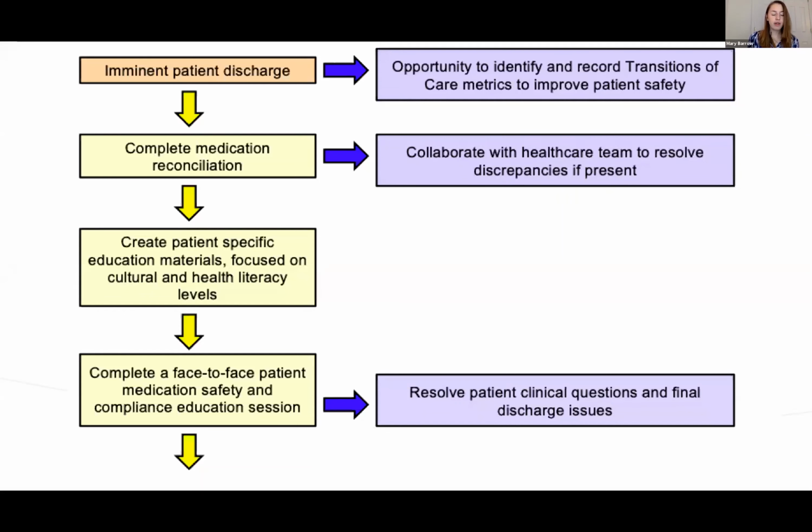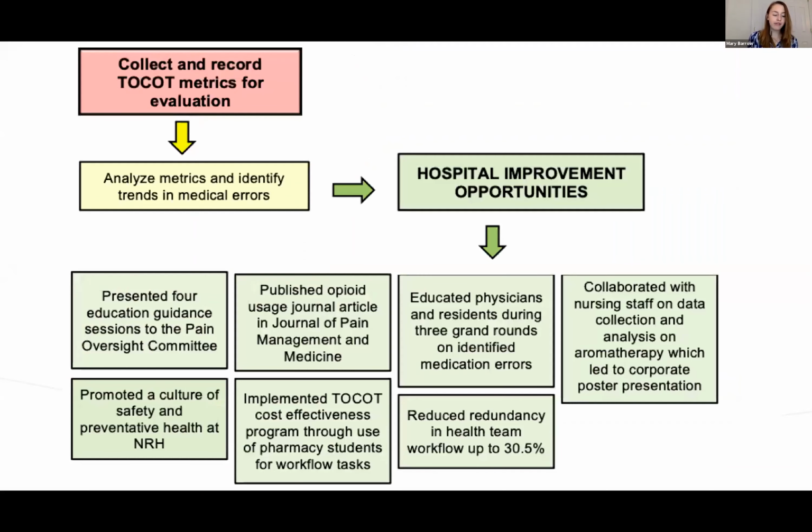The pharmacy team would then create patient-specific education materials and complete a face-to-face medication safety and compliance education counseling session with the patient. The patient also had the opportunity at this time to ask any clinical questions to the pharmacy team. Afterwards, the TOCAT data from the patient education session was documented and evaluated. The metrics collected could determine trends in medication errors. This allowed for hospital improvement opportunities, such as education guidance sessions, grand round sessions with medical students and physicians, published journal articles, and corporate poster presentations.